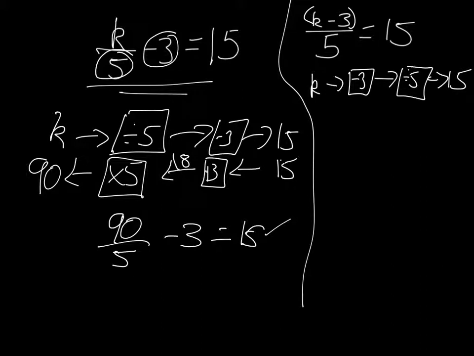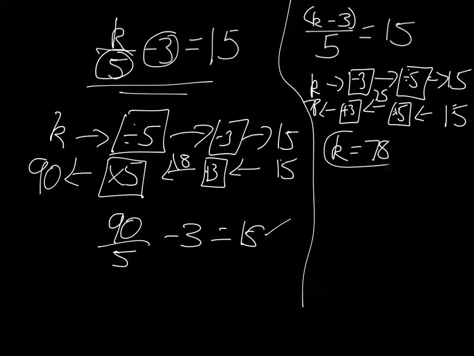Okay, so to solve the equation, start at 15. Instead of dividing by 5, I times by 5, and instead of subtracting 3, I add 3. So 15 times 5 is 75. You can use a calculator if you don't trust me. Plus 3, I get 78. So the answer to this, you need to write like this: K equals 78.